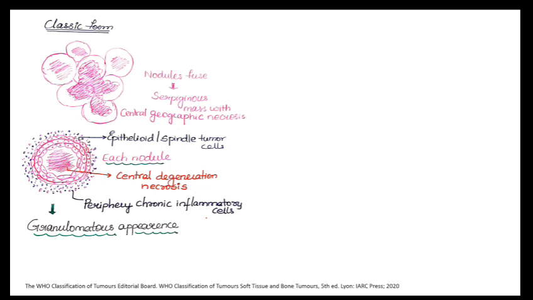So this is a pictorial representation of the classical form, where you have this nodular appearing and the central necrosis. They will collapse to form the central geographic necrosis. And you see when the individual nodule, the central area will have this necrosis. Periphery, you see this epithelioid or spindle tumor cells. At periphery most, you have the chronic inflammatory cells. So this you get confused with the granulomatous lesions, right?